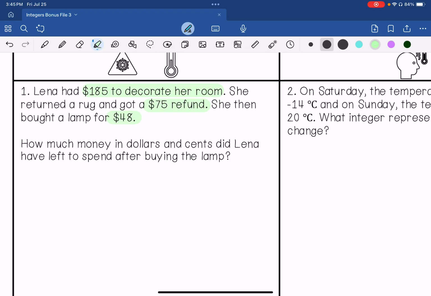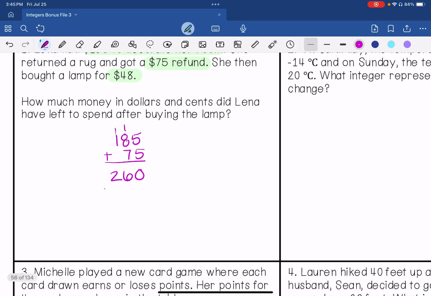How much money in dollars and cents did Lena have left to spend after buying the lamp? So she has $185 originally. We get a refund, so we get money back, $75. So now she has $260. Then she spends $48 on a lamp. So she has $212 left.